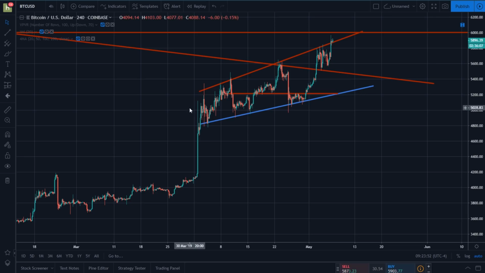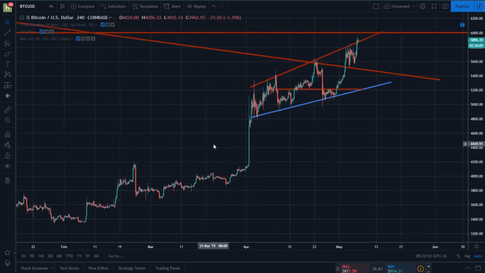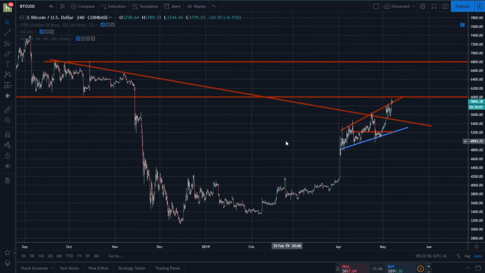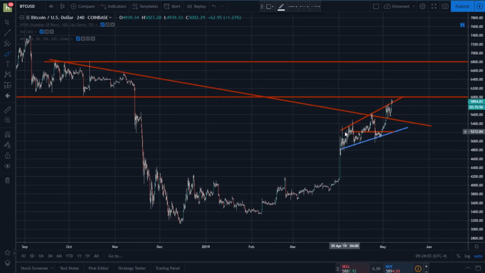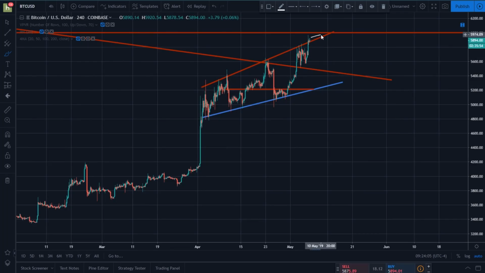Everything is improving for Bitcoin. It's doing nothing but getting better right now. There's not really a whole lot of bad stories coming out of Bitcoin. Things are just looking up, to be totally honest. And because of all of that, because of what B.Biddle says here, I think that this bump and run is going to play out. With that said, it may take a couple days for Bitcoin to trade sideways.